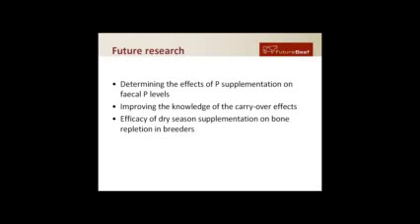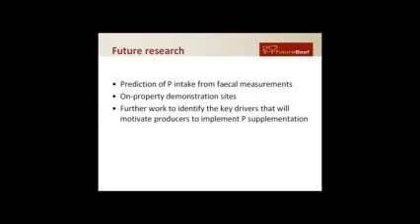Looking at the knowledge of the carryover effects of phosphorus supplementation, and also the efficacy of dry season supplementation of phosphorus on bone repletion in breeders. So even though there isn't a production response from supplementing phosphorus to animals, there has been some research in South Africa that has shown that feeding phosphorus during the dry season can cause some phosphorus absorption in the bone. So that's an area that requires further research.